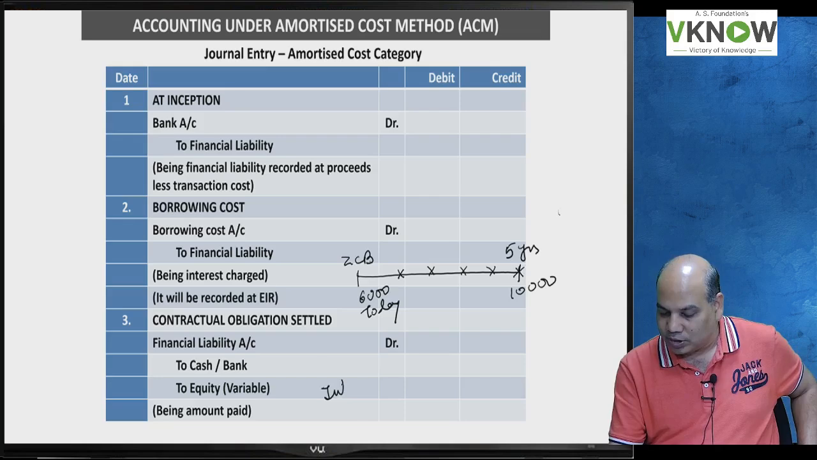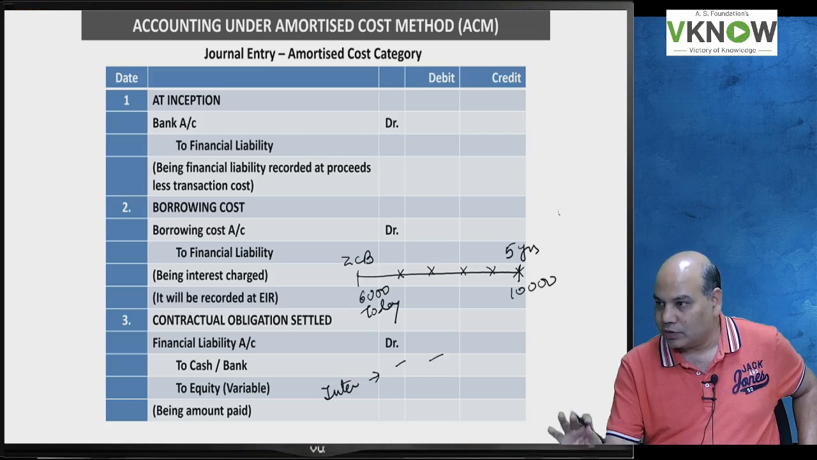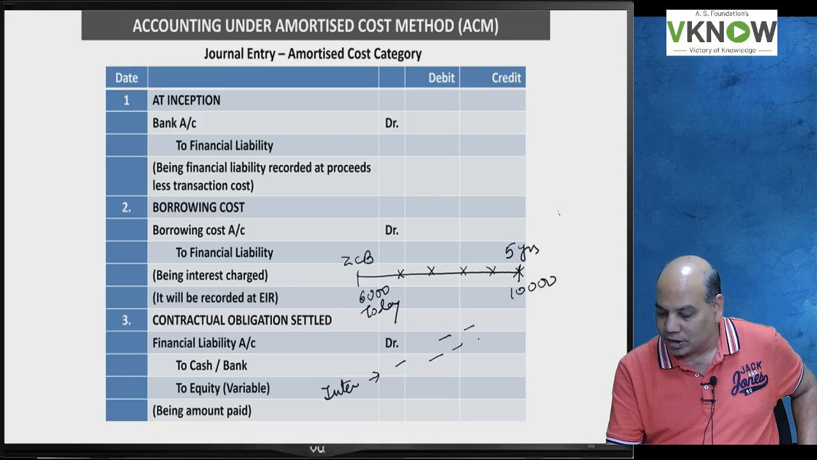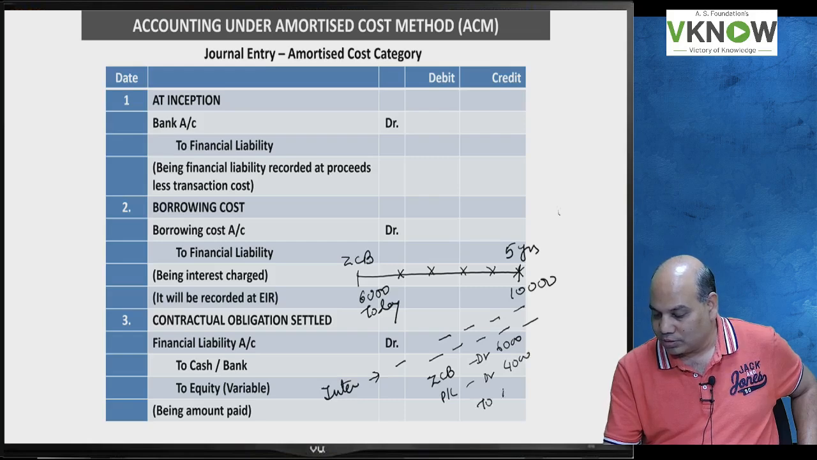Now if you are an intermediate student, what will you do in the first year? Where will you record the interest? Inter teacher never told me to record interest unless we pay. I will not record interest in second year, third year, fourth year, fifth year. And in the 5th year, we are going to write an entry: zero coupon bond account debit 6,000 because that never changed in my book, P&L account debit 4,000, to bank.